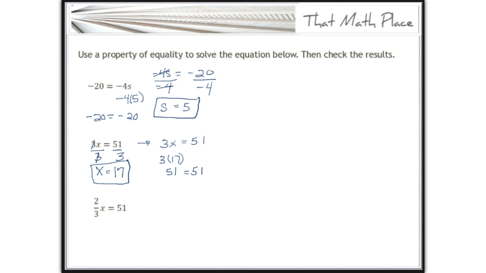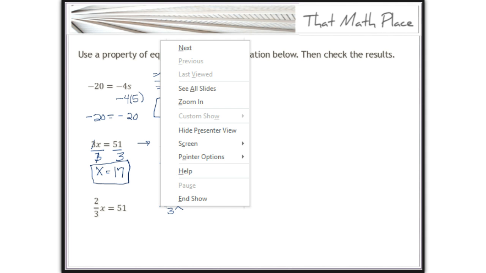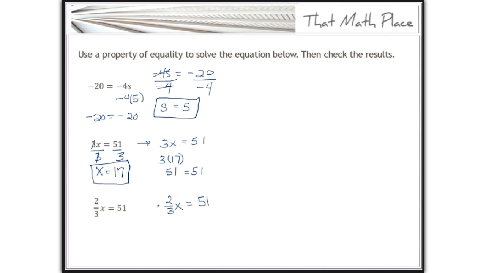Now in the third problem here, it's just a little bit different because notice that we have a fraction. And whenever you have a fraction, one of the things that you can do is multiply both sides by the reciprocal of that fraction. So let's first of all talk about what a reciprocal is. The problem starts out as 2/3 x equals 51. Well, the reciprocal is nothing more than 2/3 flipped. If I flip 2/3, I'm going to get the fraction 3/2. So we're going to multiply both sides by 3/2.